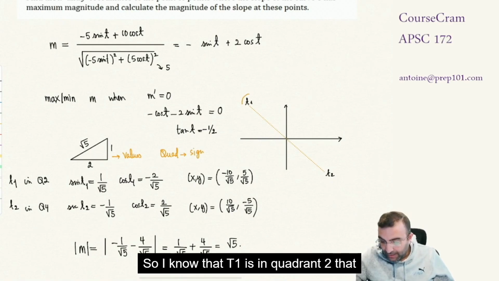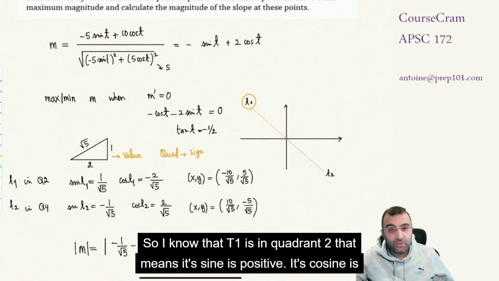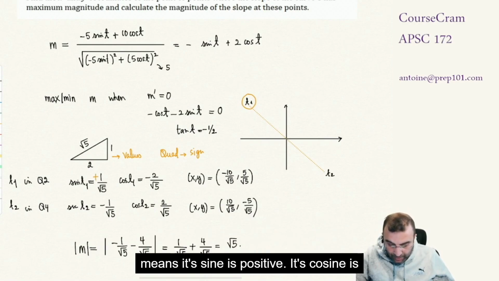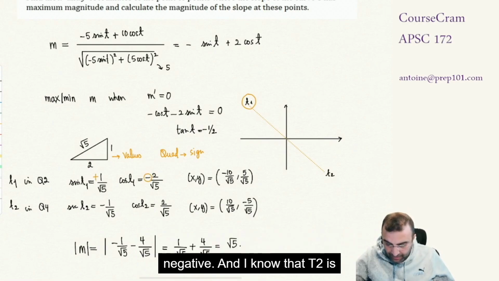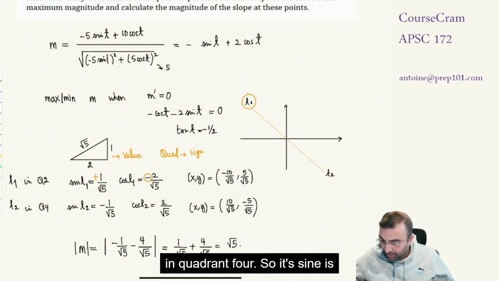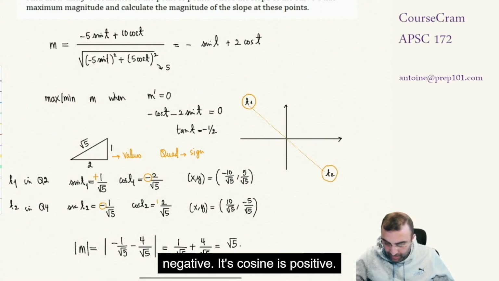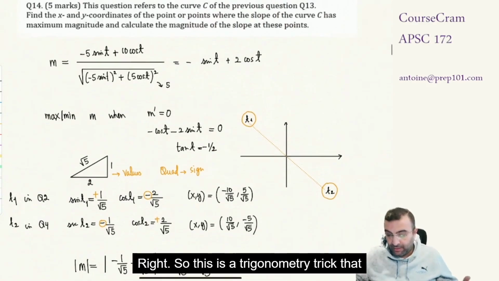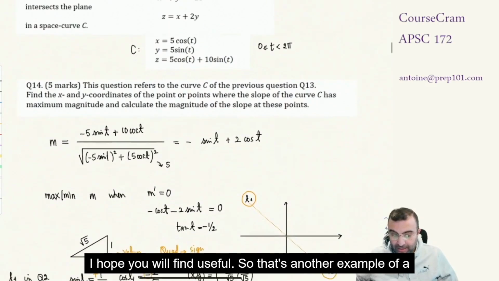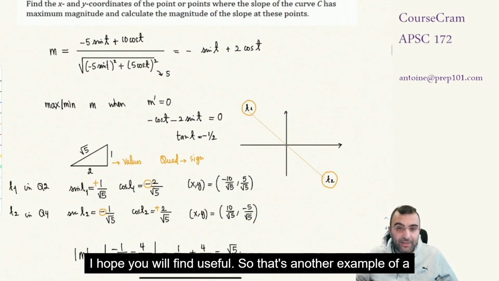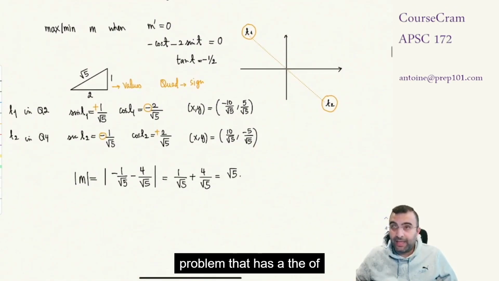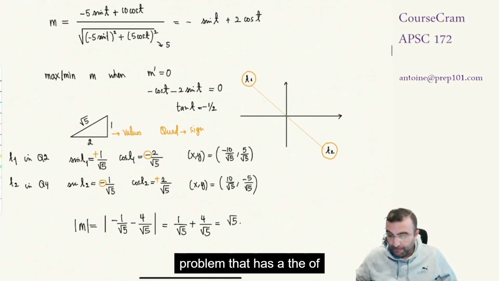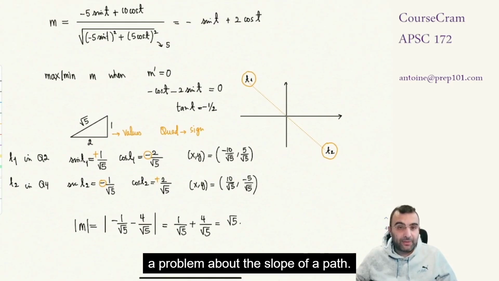So I know that t1 is in quadrant 2, that means its sine is positive, its cosine is negative, and I know that t2 is in quadrant 4, so its sine is negative, its cosine is positive. Right, so this is a trigonometry trick that I hope you will find useful. So that's another example of a problem about the slope of a path.